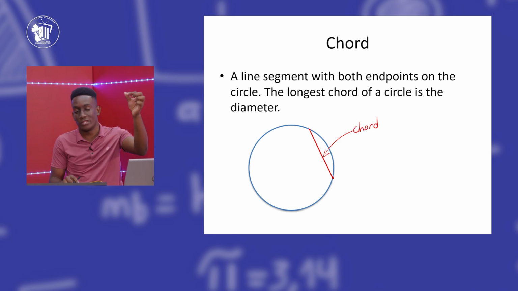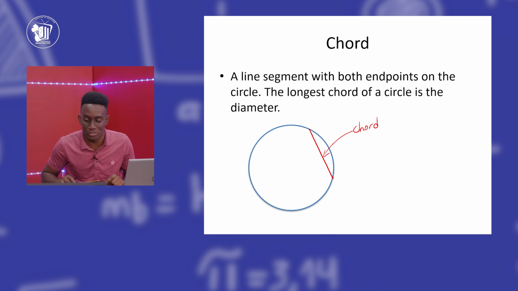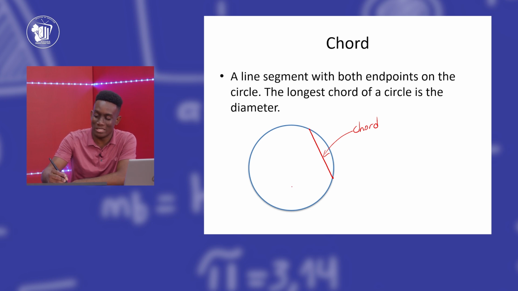So it is the line drawn from one end of the circle to another end of the circle, or the circumference. And it was also said that the largest chord is the diameter. So of course, if we use some amount of common sense, if we pass through the center, then that chord will definitely be the longest indeed.